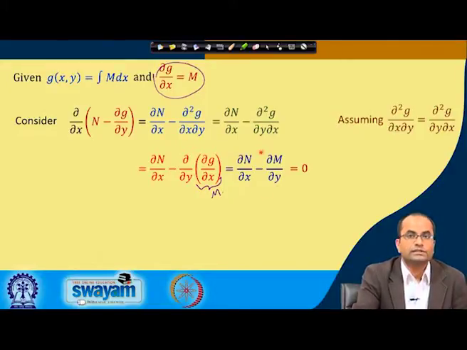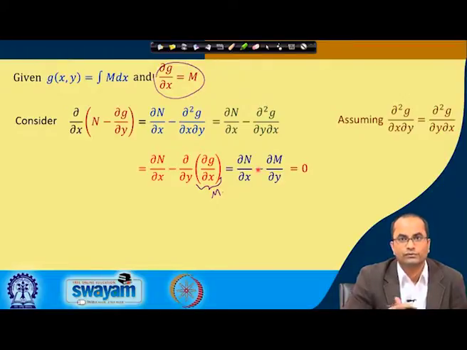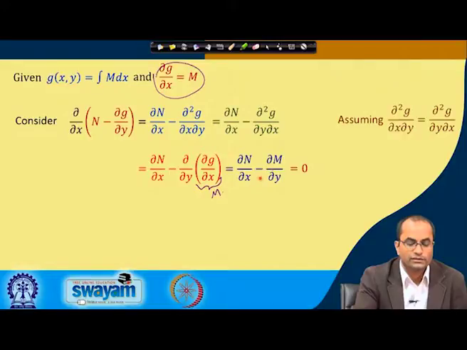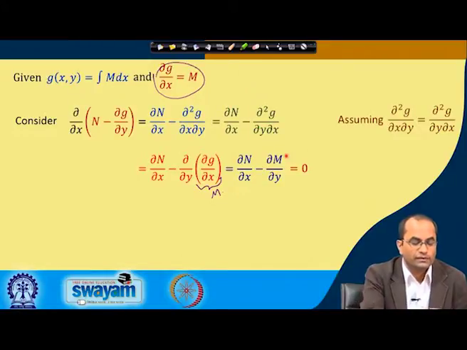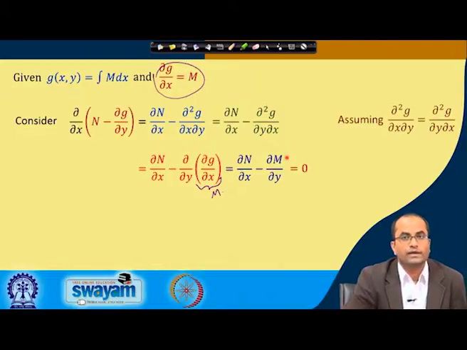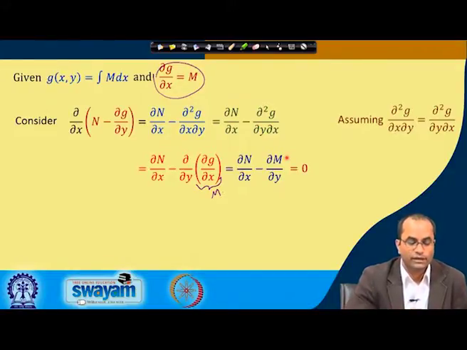This is the given condition. This is what we have assumed: that this condition holds, and we will show that the equation is an exact differential equation. So, here this was the condition that del n over del x is equal to del m over del y. With that condition we have seen that this n minus del g over del y will be a function of y alone. There will be no x in this function n minus del g over del y.